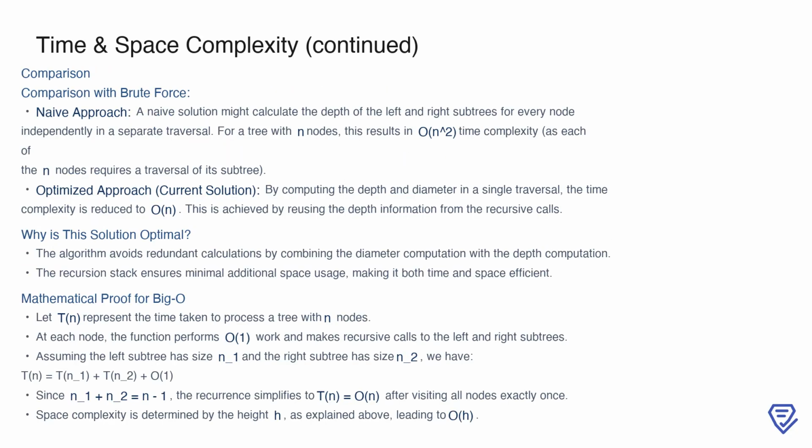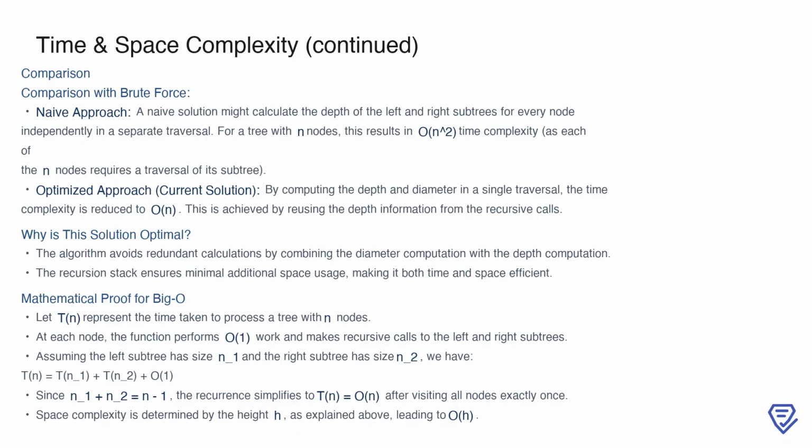To further understand the efficiency of this approach, let's compare it with a naive solution. A brute force method might calculate the depth of the left and right subtrees for every single node independently, resulting in a separate traversal for each node. For a tree with n nodes, this would lead to an O(n²) time complexity, as each of the n nodes would need to process its subtree.